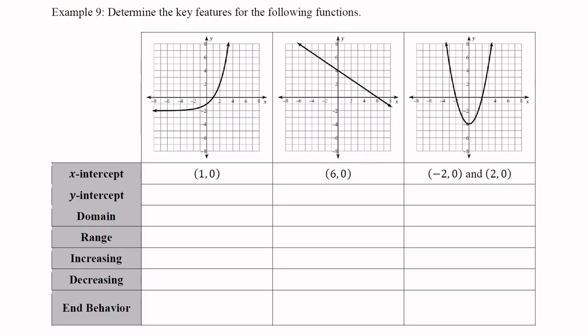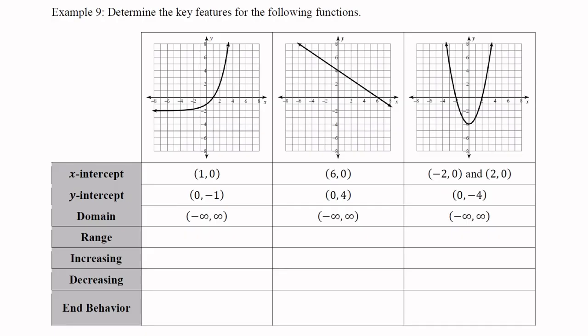The y-intercept for the first one is (0, negative 1). For the linear function, we have (0, 4). And for the parabola, we have (0, negative 4). Now the domain, remember the domain for all three is going to be the same, negative infinity to positive infinity.